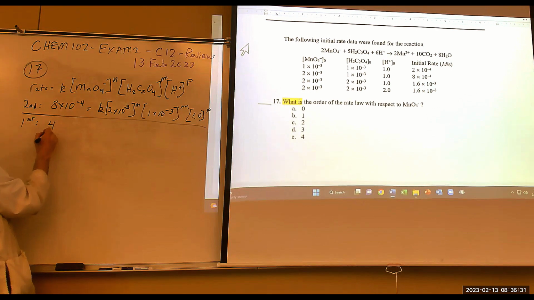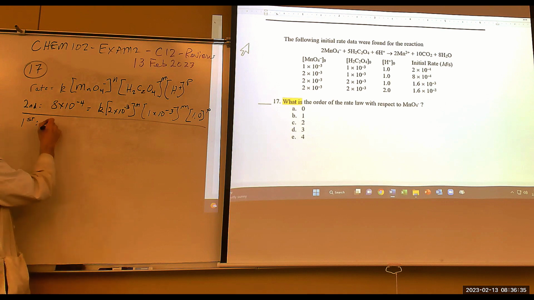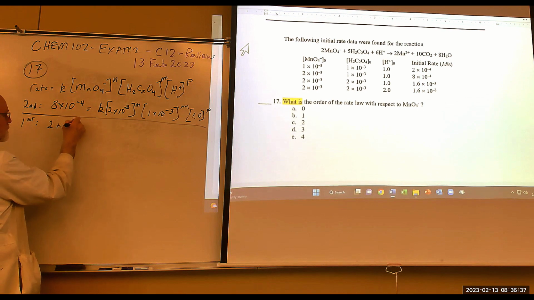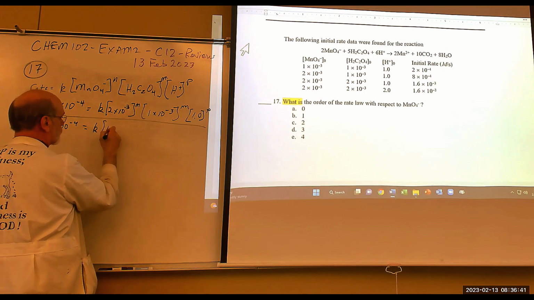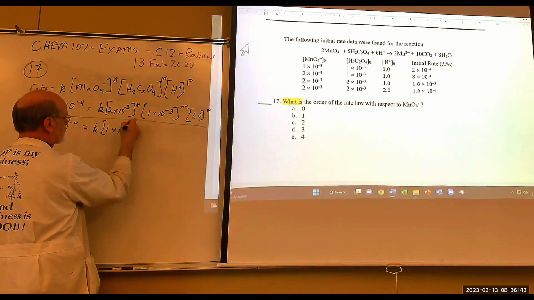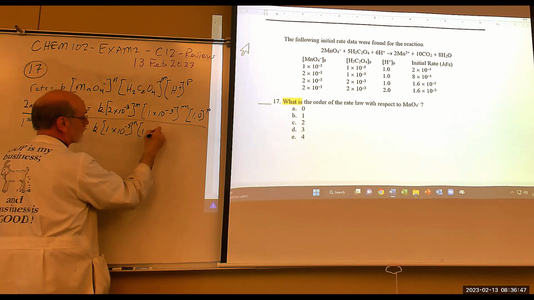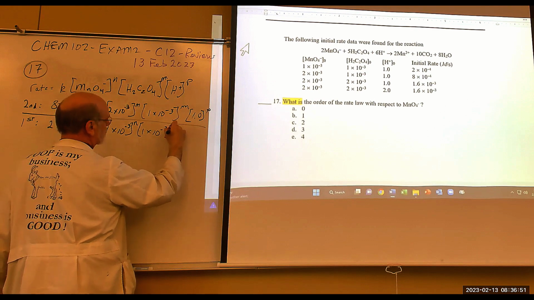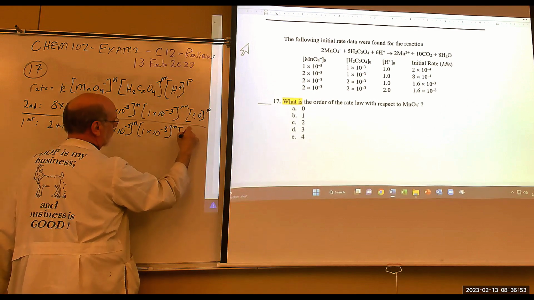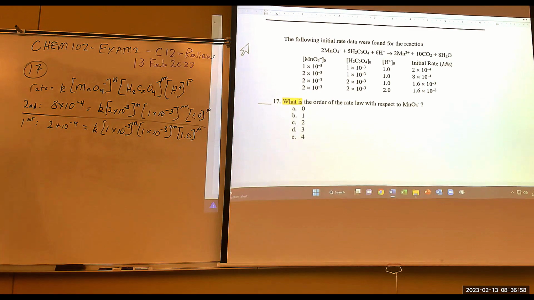And this is a 4, correct? No, it's 2. 2 times 10 to the minus 4. And that's K. And this value now changes to 10 to the minus 3. And this one's still 1 times 10 to the minus 3. And this one's still 1. Okay. So what do we get when we ratio those two?